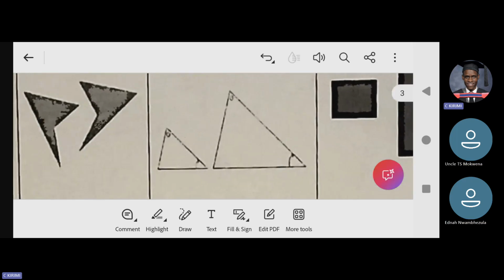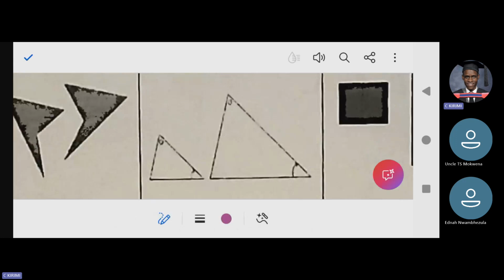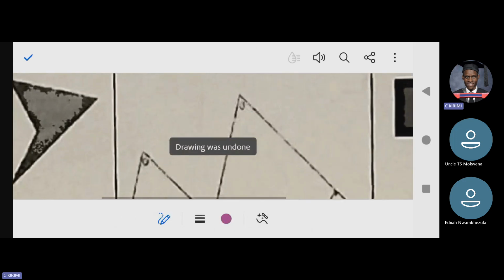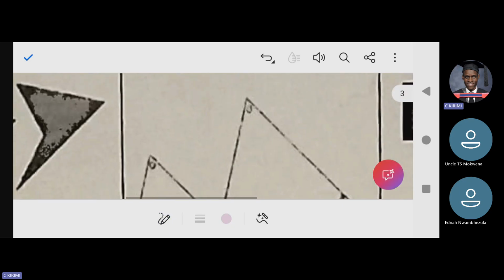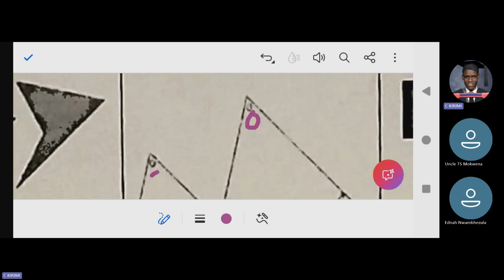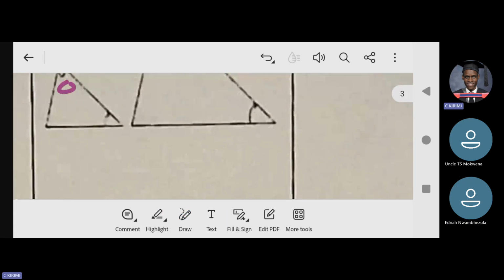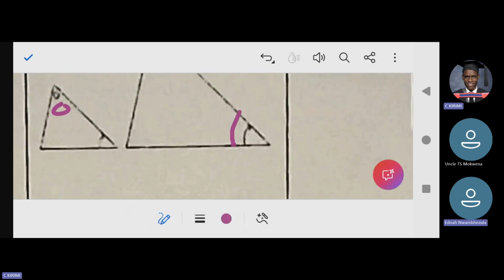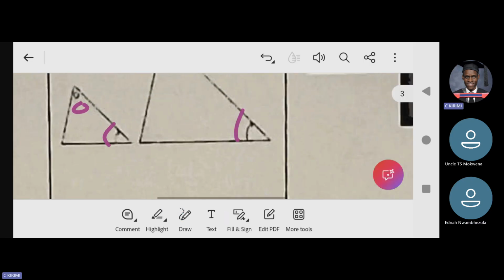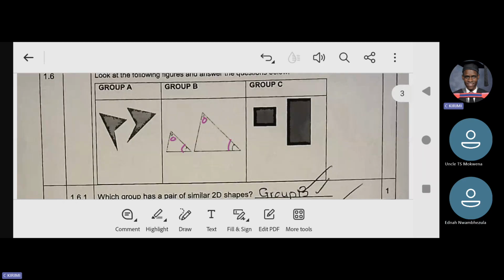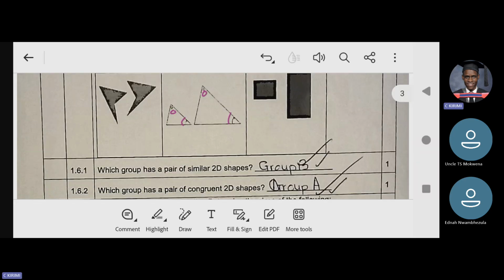Why did they mention that? Because group B was having a dot there. Although the diagram is not clear, all the angles are corresponding. If this angle has a dot, this is also a dot, which means those angles are equal. And this angle was having one line, which is also the same with this line, which means those angles are also the same. However, we were not told the proportionality of the sides, so we can't conclude on group A and group B. So which group has a pair of 2D shapes which are similar?